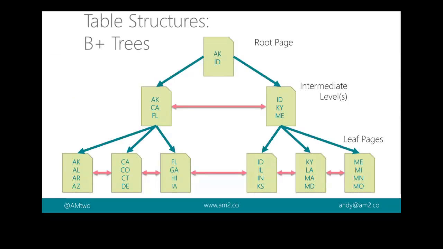B trees look like this. There's a root page at the top, and then you traverse down. If you wanted to look up Massachusetts, where I currently live, you'd start at the top. You'd see that it's greater than ID, so you'd go down to the page that points to. You'd see that it's between KY and ME, so you'd go to the KY page, because it's the first record on that page. Then you'd find Massachusetts down in that bottom page. There are also pointers between those pages so that if you want to do a table scan, you can start at Alaska, and when you get to the bottom of that page, you can go directly to the next one.